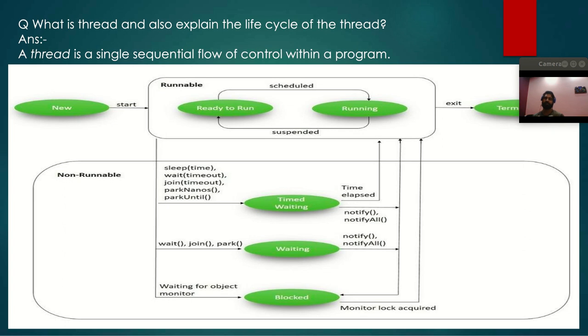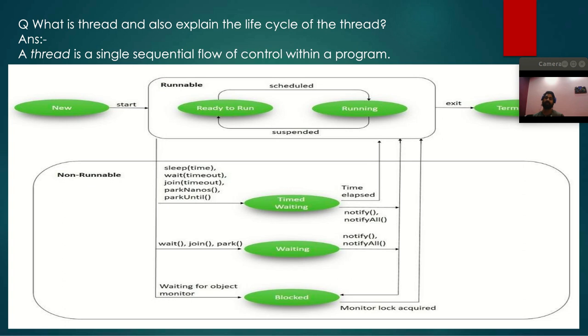This code is inside a main method, so the JVM will create a main thread. This execution is done by a single thread, that is the main thread. This type of single execution flow of control within a program is known as a thread, right? A thread is basically used to run your program and do the execution of what is written in your program.